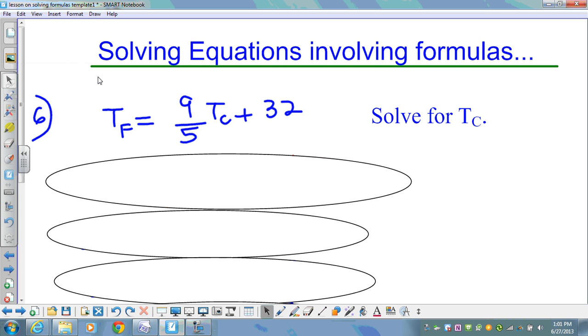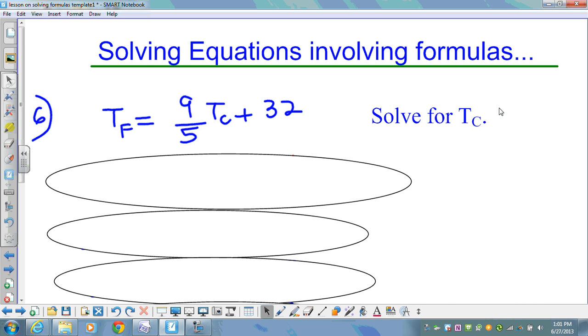Welcome to our lesson part 2 on solving equations. Now we've solved several examples in our part 1 video, and we even solved one that looked just like this, except we had the opposite equation. There you had t sub c in terms of t sub f. So in this situation, we have t sub f in terms of t sub c, and the question is asking us to solve for t sub c.